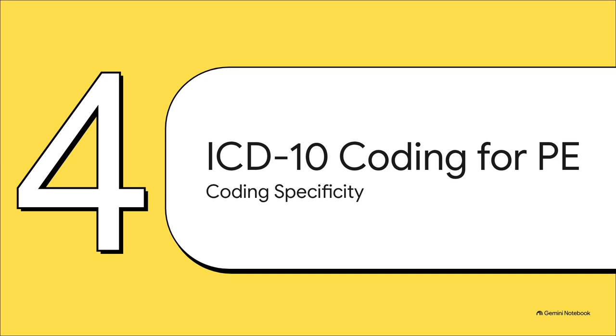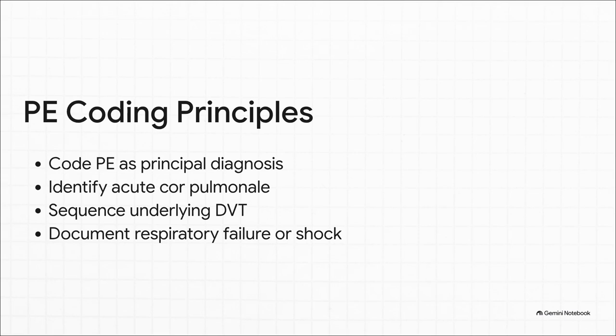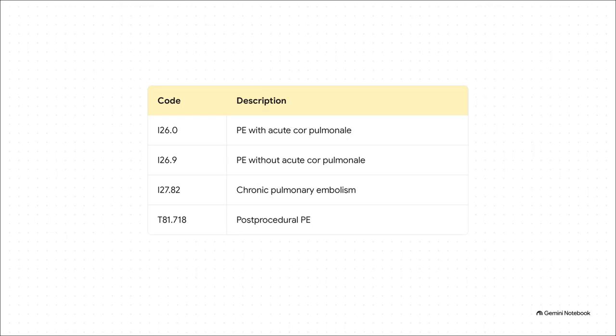Section 4. ICD-10 coding for PE. Let's translate this into coding specificity. Remember the core rule of coding acute life-threatening conditions. Acute PE must be sequenced as the principal diagnosis if it's the main condition established after study that caused the admission, but you simply cannot stop there. The coding rules mandate that we identify and sequence secondary codes to capture the full severity of what the patient is going through. This means explicitly coding the underlying lower extremity DVT, any acute respiratory failure, and coding for hemodynamic shock if it's present.